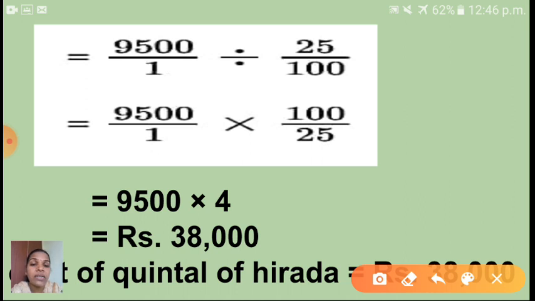Next one is addition and subtraction of decimal fraction. Yes, next one, what we studied, children? Multiplication and division of decimal fraction, and some word problems also we studied.